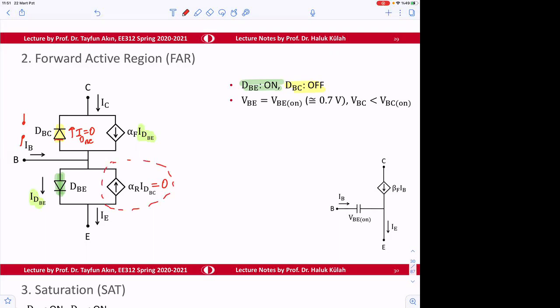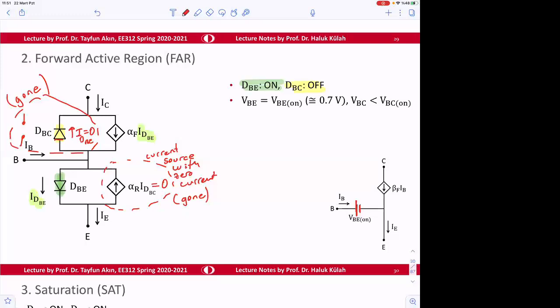Okay. This can be cancelled. It's a current source with 0 current, so this is gone. This one is gone. So what we will have in the model is going to be like this: the base-emitter diode is on.